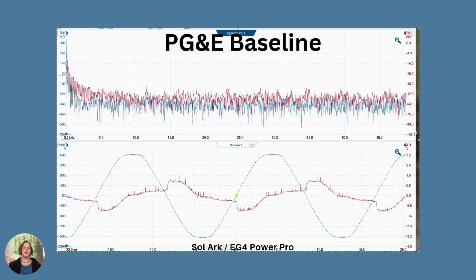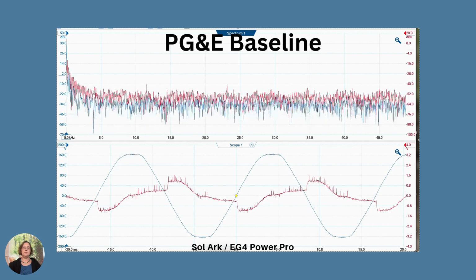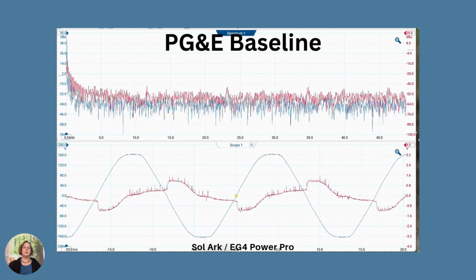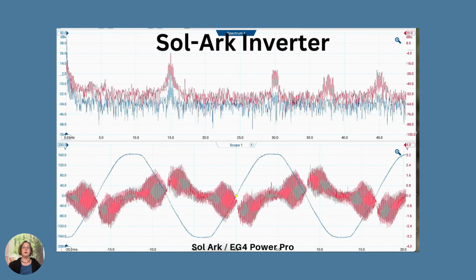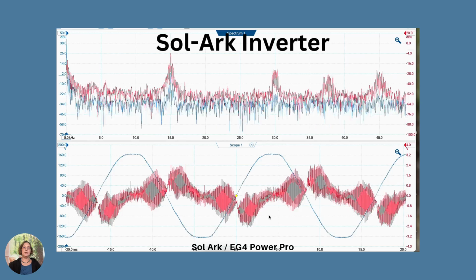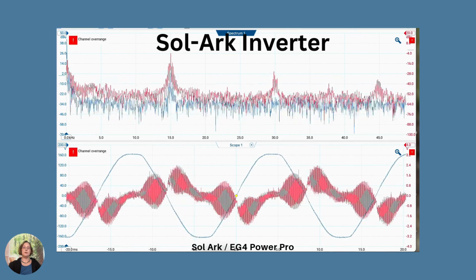The signal is pretty clean. The filter didn't really change it. Now I'm showing the Sol-ark inverter. There are a lot of harmonics here. The filter cleaned it up slightly, but it didn't help too much.